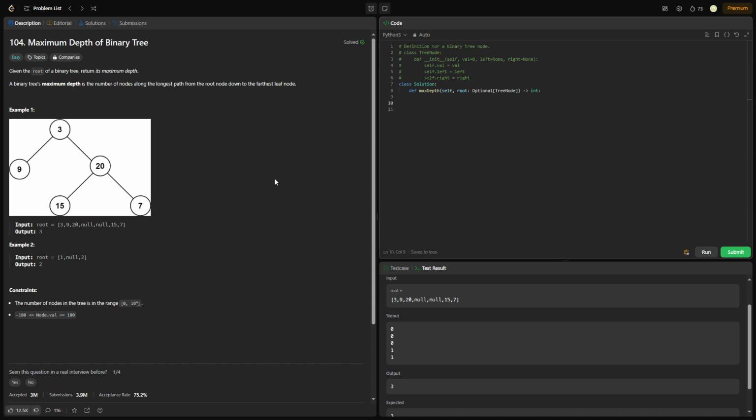Just make sure the approach is not pay attention to time complexity and stuff.